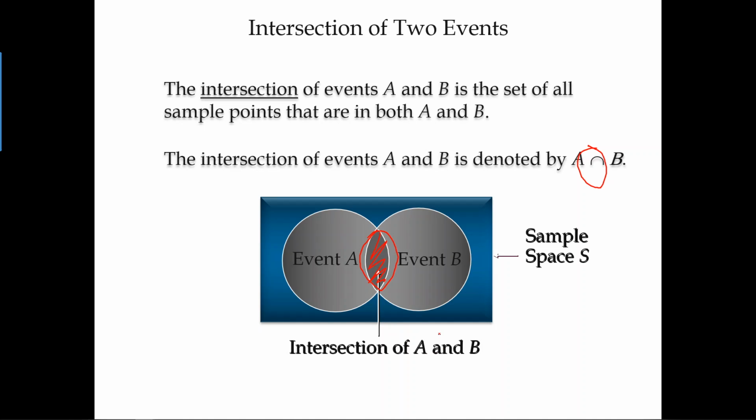Okay, both of them. This sample point has to belong to both events. So that is called the intersection of the two events.